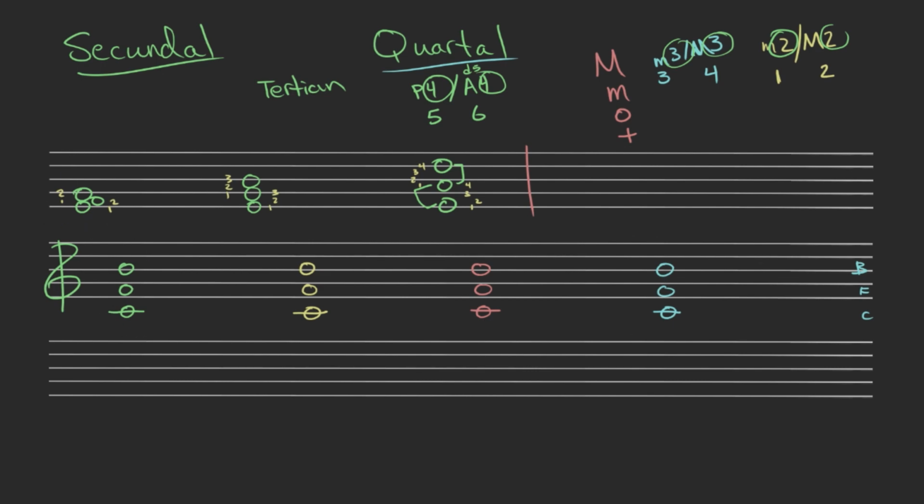Now, let's go ahead and talk about the major. Remember, major was a major third followed by a minor third. Minor was a minor third followed by a major third. Diminished was minor, minor, and augmented was major, major. Okay, so all the different combinations.